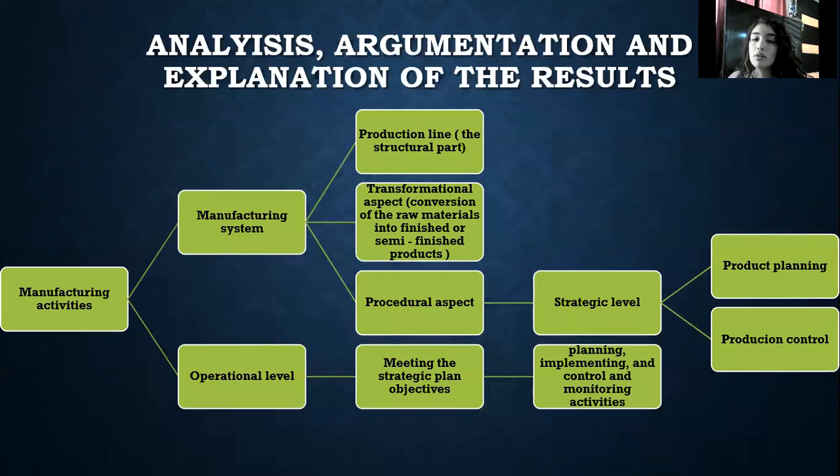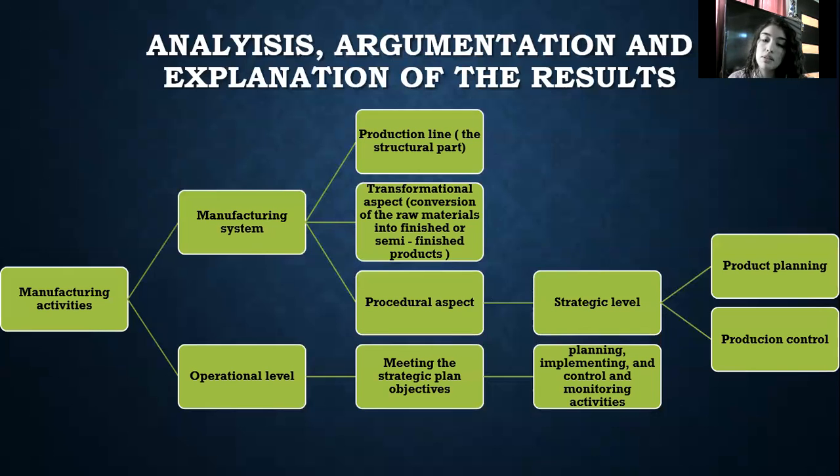So the analysis and argumentation and explanation of the results. Why these results are correct is going to be explained. The manufacturing activities are divided into manufacturing system and operational level. In the manufacturing system, there is the production line and the transformational aspects. What does that mean? The conversion of raw material into semi-finished products.